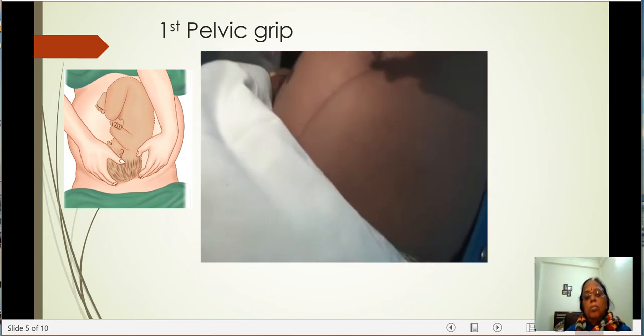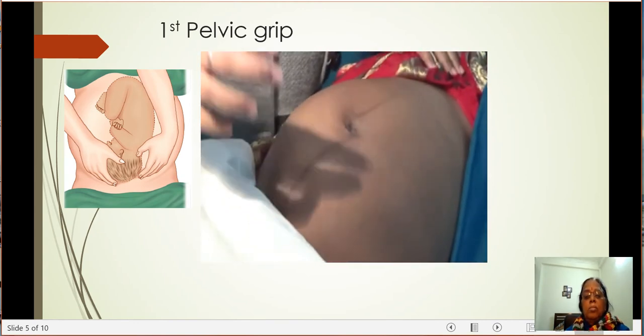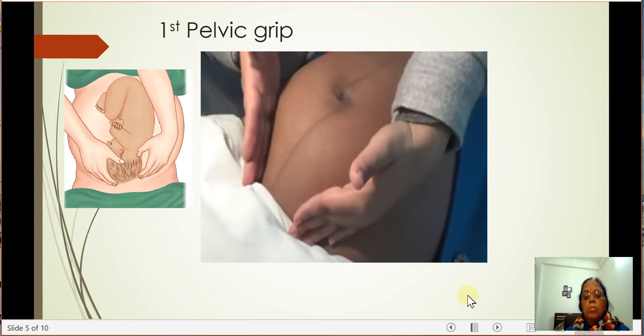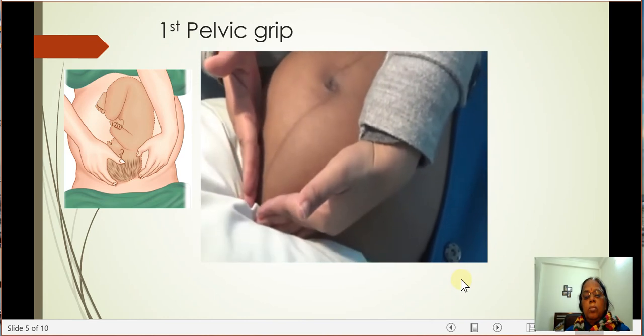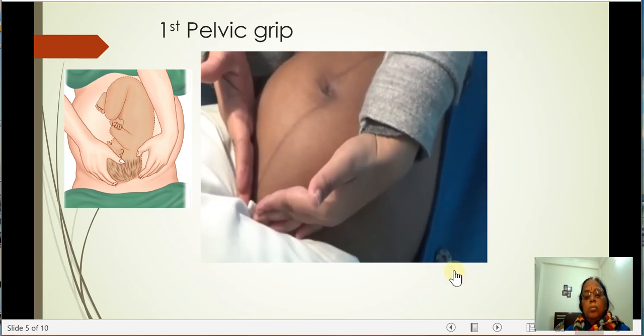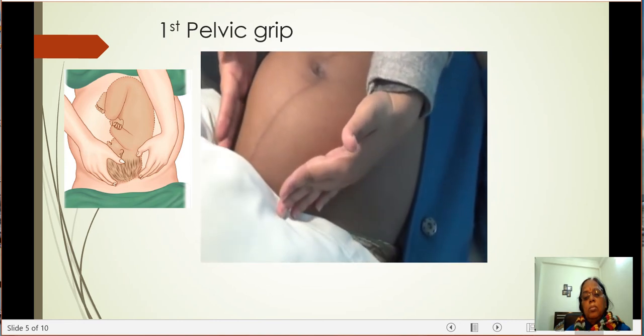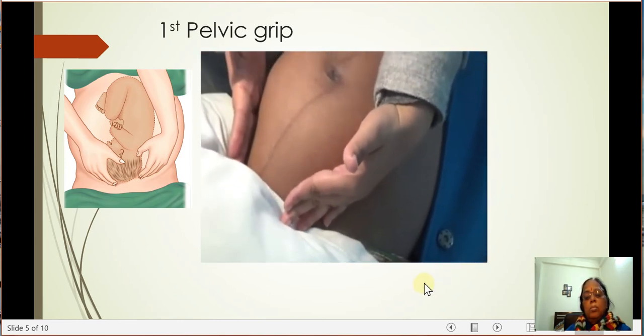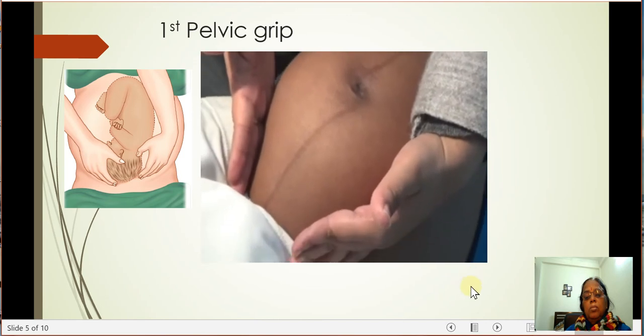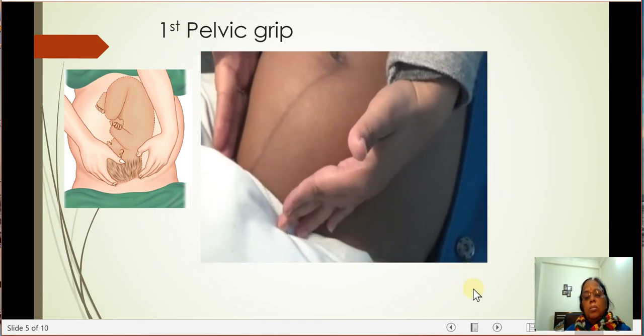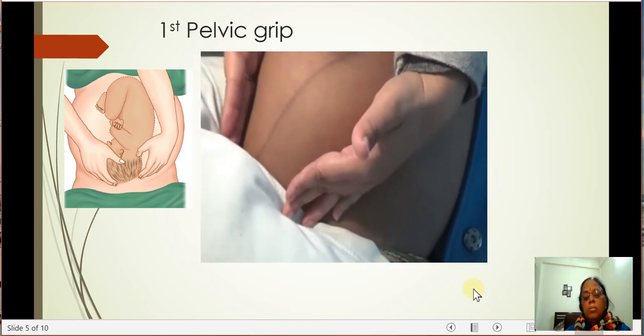The third thing that we can appreciate by this grip is the engagement of the head. If our hands are converging on the lower pole, that means the baby's head or the presenting part has not yet been engaged. But if our hands are divergent and we cannot reach below this fetal bump, that means the head or the presenting part has engaged.